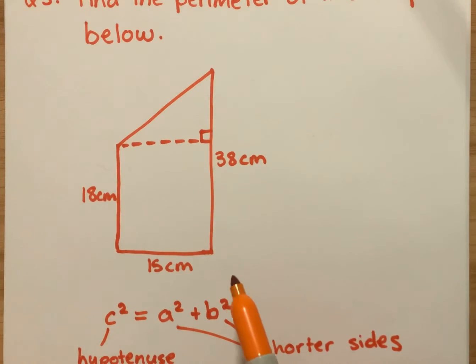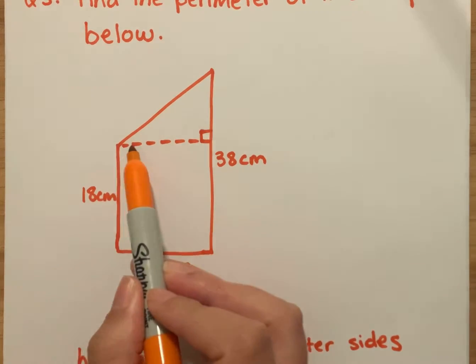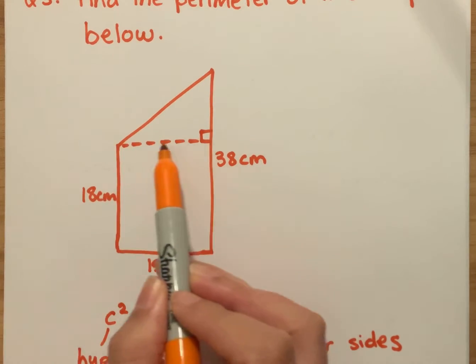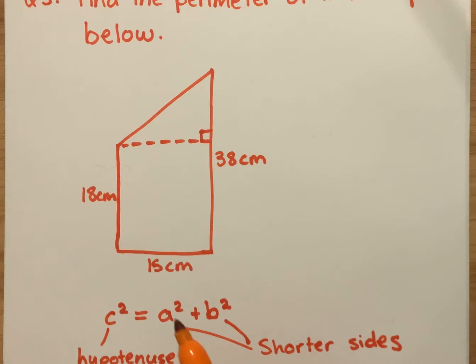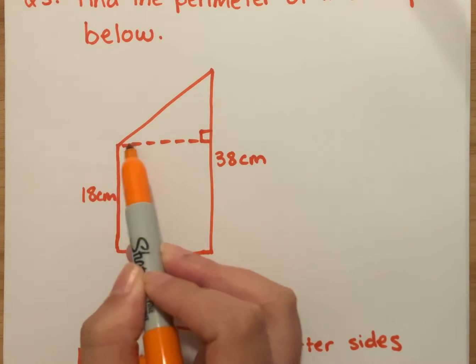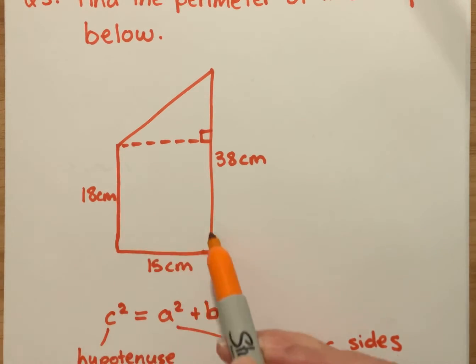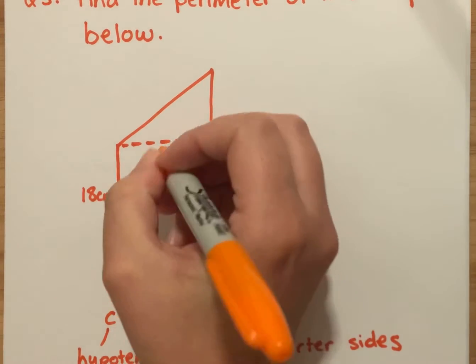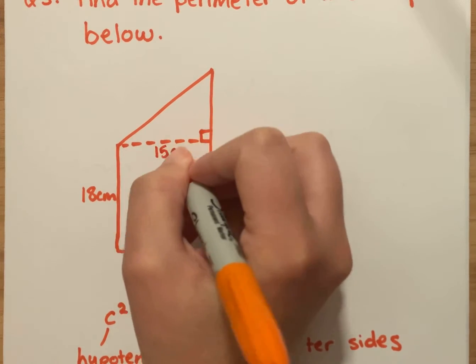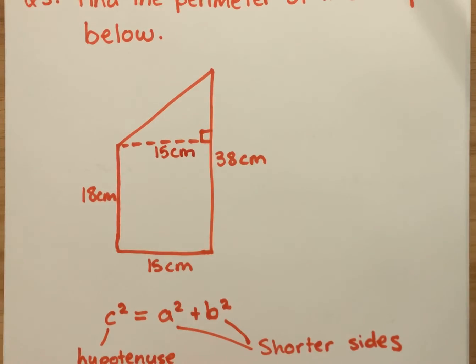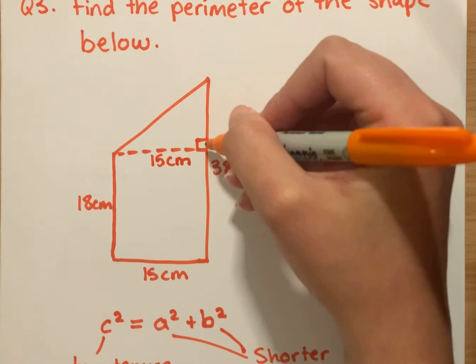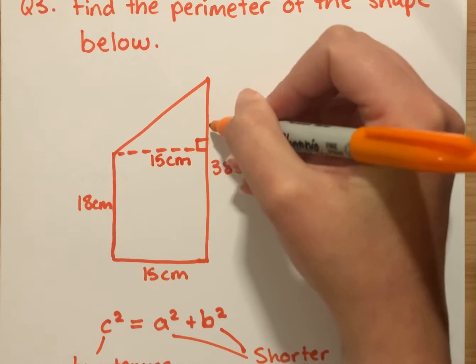We actually can, because we can see that this side here, this base of the right angle triangle, is just an opposite side to this side here in a rectangle. That's just the side opposite 15 centimeters in this rectangle. So that means this has to be 15 centimeters as well. And then we just need to find this shorter side here.